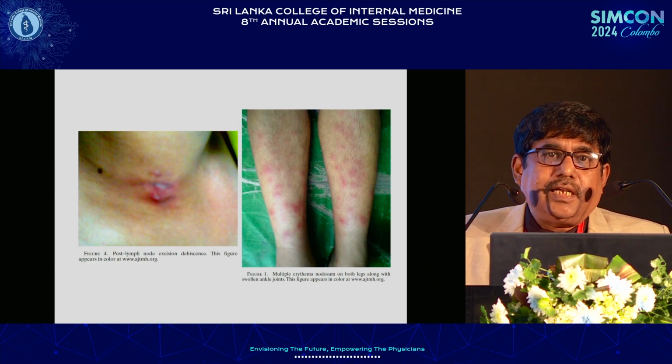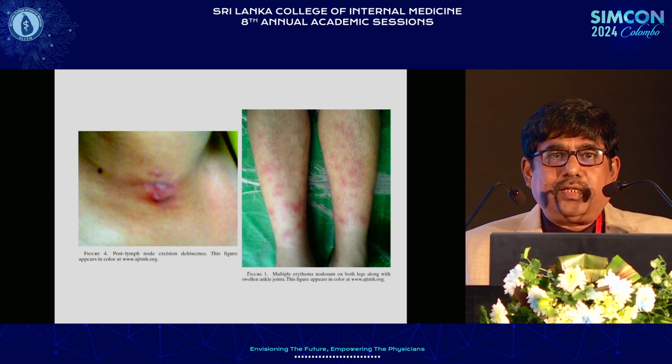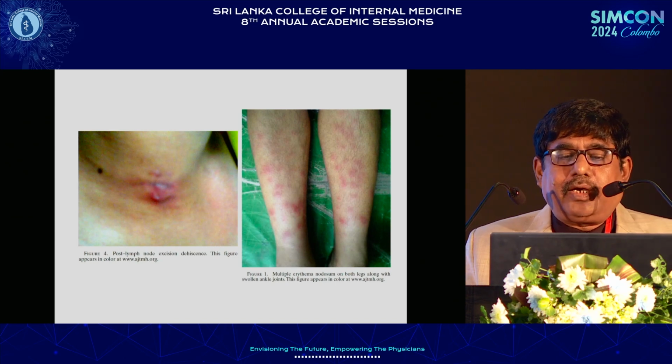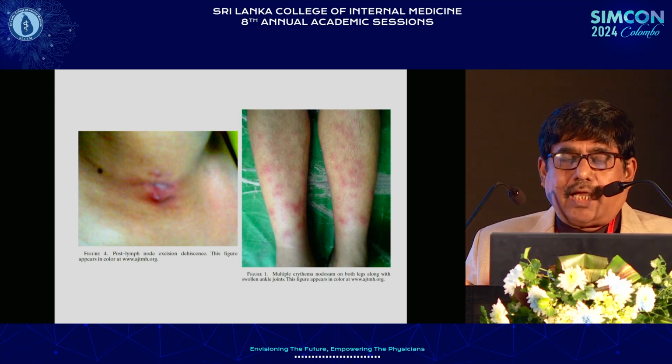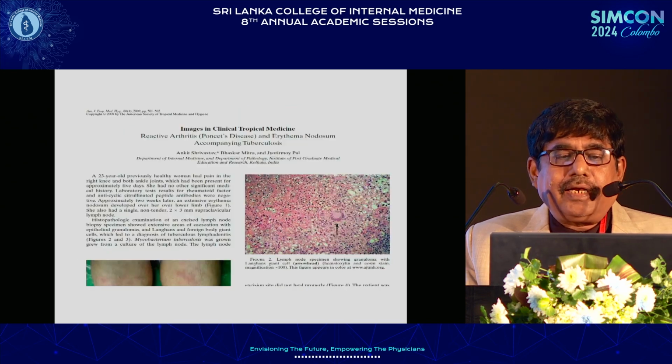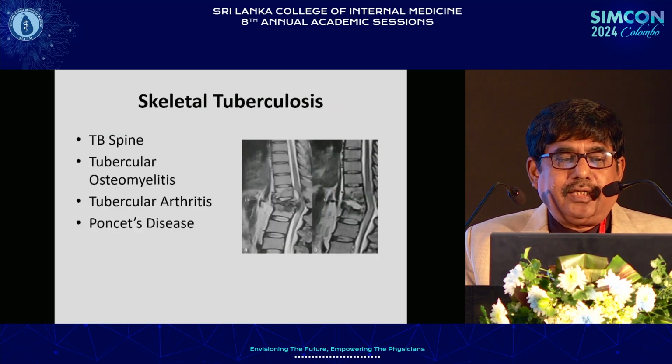Now, these are basically immunological phenomena. Due to the presence of tuberculosis in any part of the body, there is an immunological phenomenon in the joint area. The patient usually has joint pain, arthralgia, and erythema nodosum. This is Poncet disease.